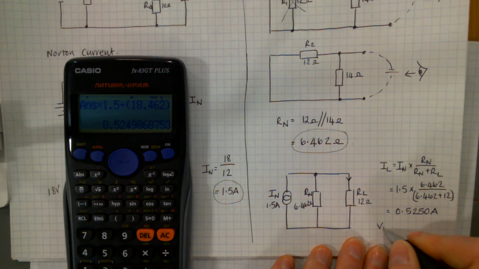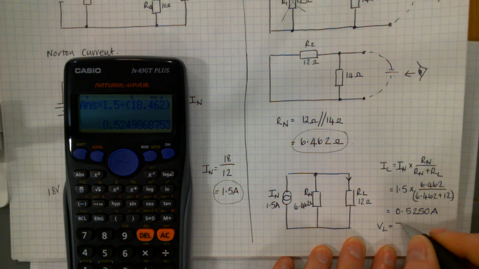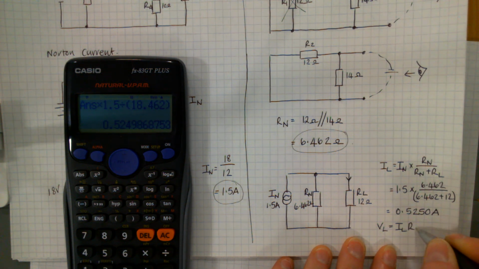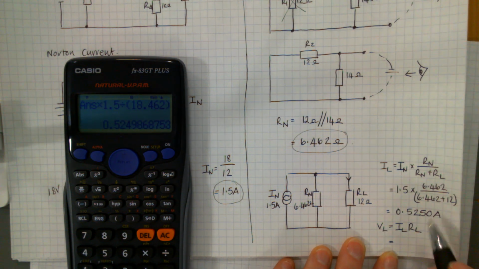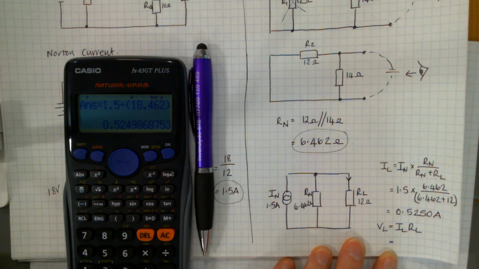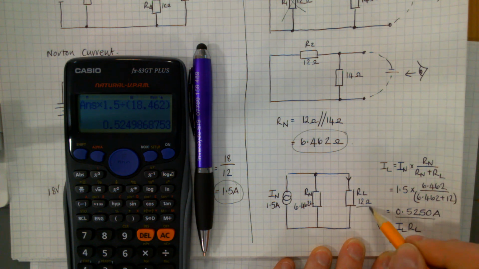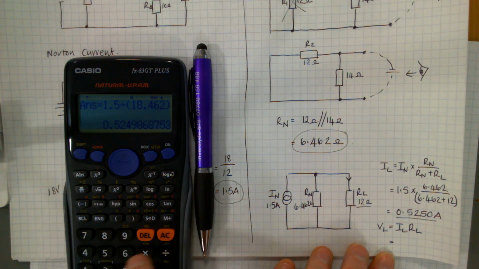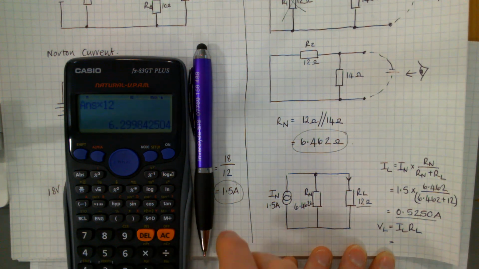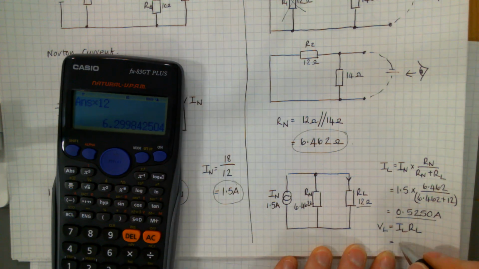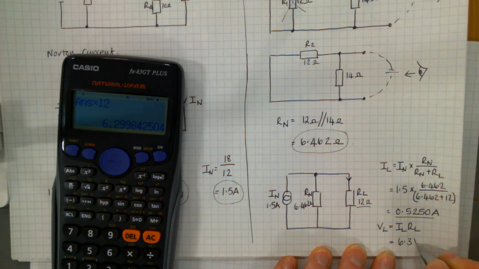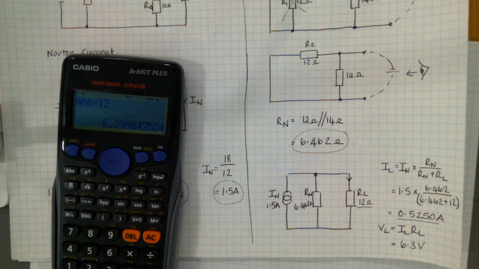And then if you want the voltage across the load, it'll be IL times RL. So it'll just be this value there multiplied by this 12. And that gets you 6.3 volts. And that would be it, finished.